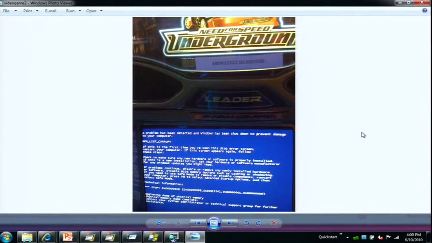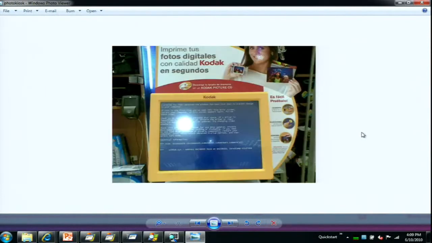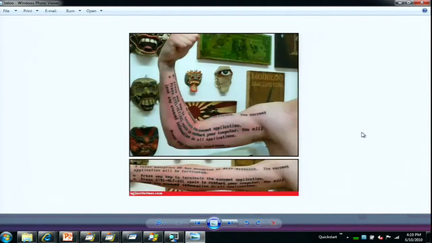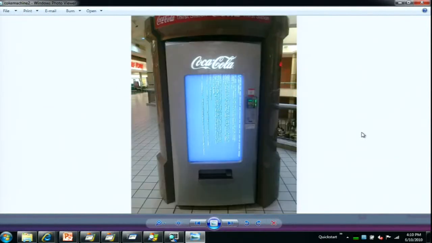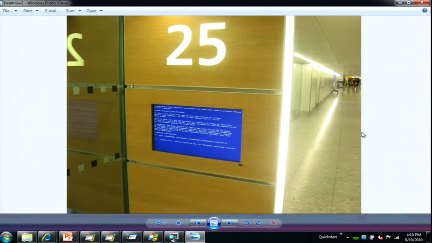Obviously the person was going too fast. No, that's actually a picture. No, it's not. It's a blue screen. This guy tattooed it on himself. It's the real thing there. This is an elevator at Microsoft. That's an airport. At a gate?